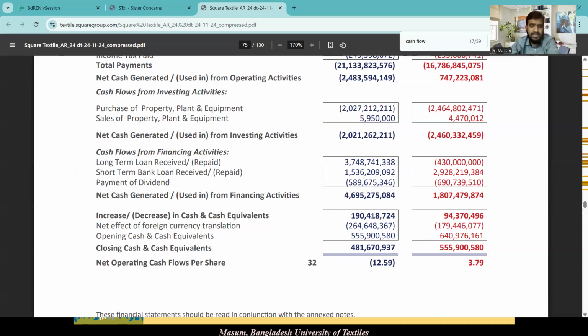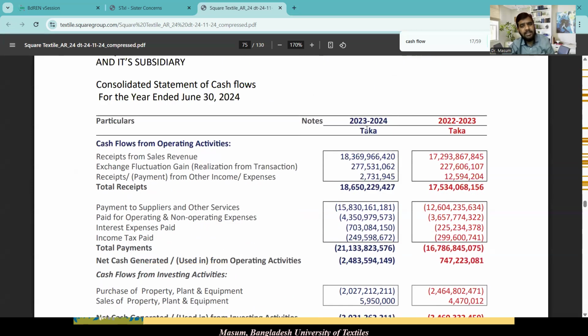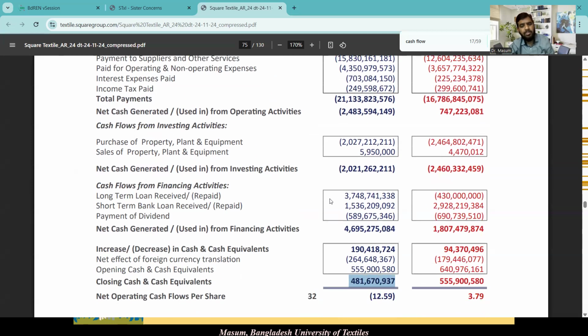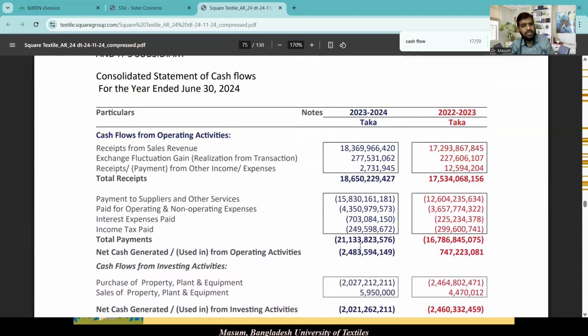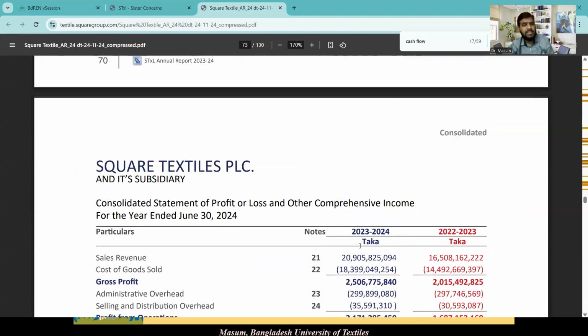So now, net effect of foreign currency fluctuation, opening cash and cash equivalents, and your closing cash and cash equivalents, that means cash at hand. And this amount will be equal to your cash. It is 2023, 2024. So if we go to the balance sheet of the company, then remember that it is 481.